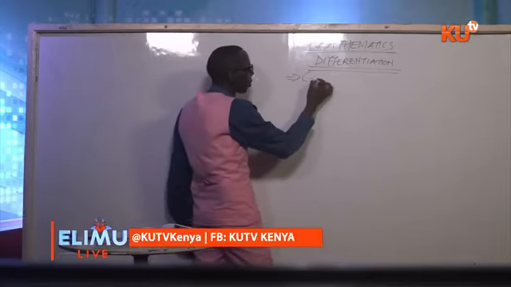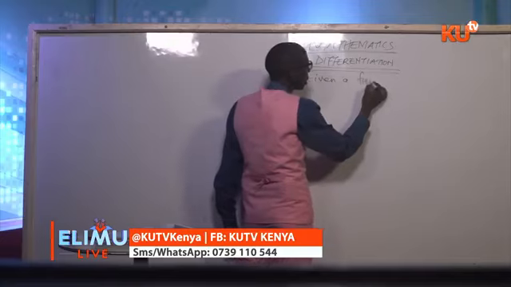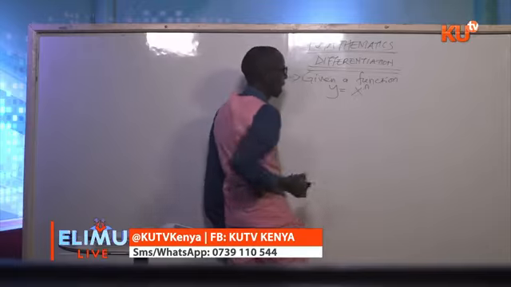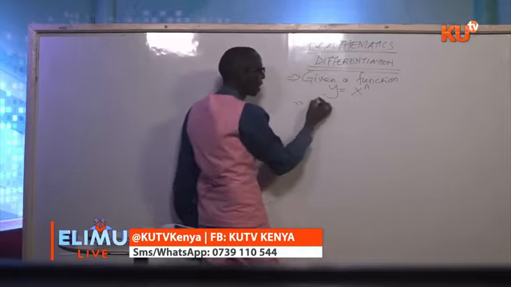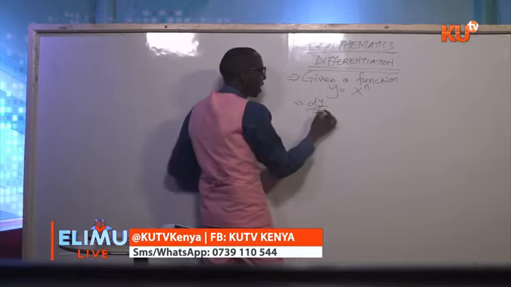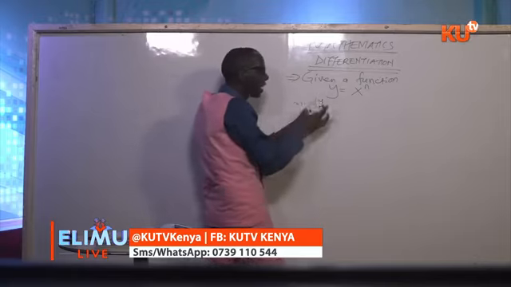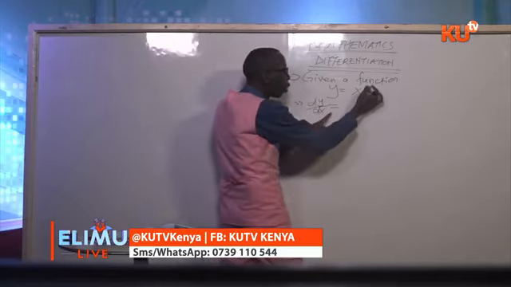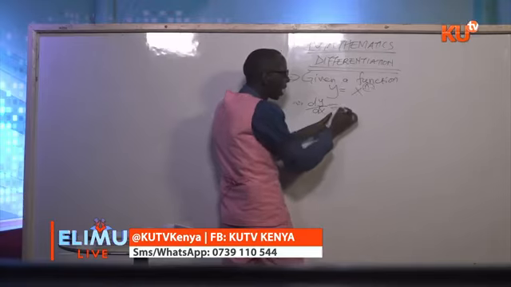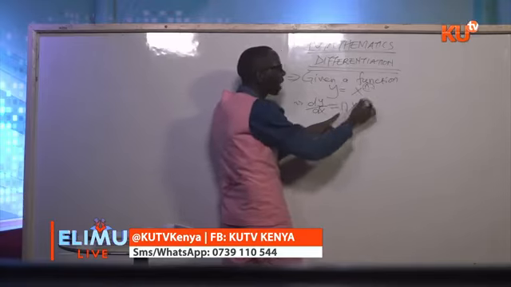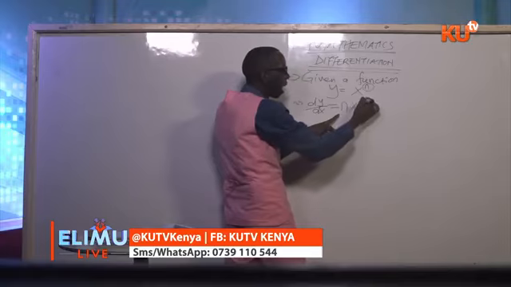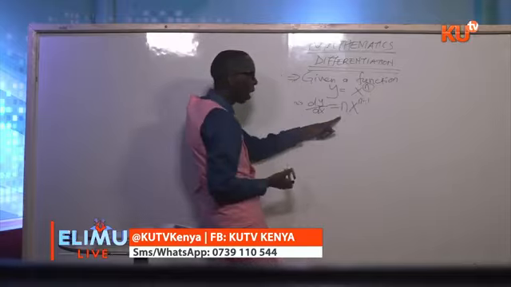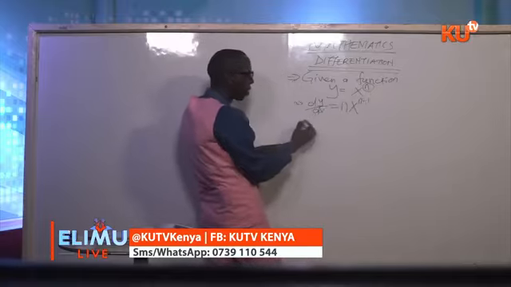Given a function y is equal to x to power n, the derivative, that is dy over dx, this is the derivative or the gradient function or the derived function, is equal to, you bring this n here, n x, then you subtract 1 from the power, n minus 1. So it will be n x to power n minus 1. We are reviewing how we differentiate.